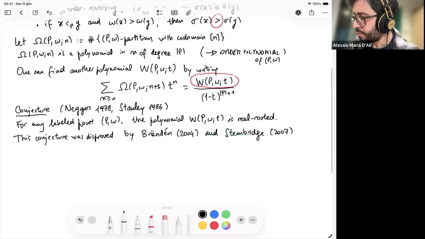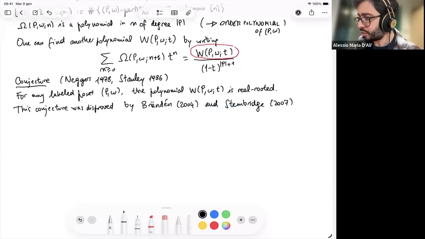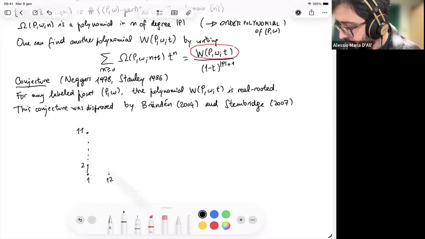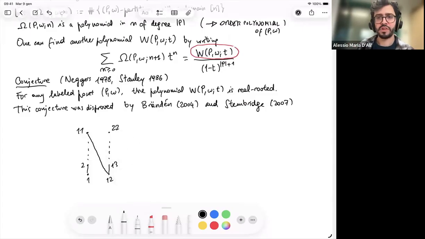And if you're curious, I can just draw a couple of examples of posets where things go wrong. A very easy one is basically two chains. I'm drawing the Hasse diagrams here. And then I have this edge. So this thing is a counterexample.